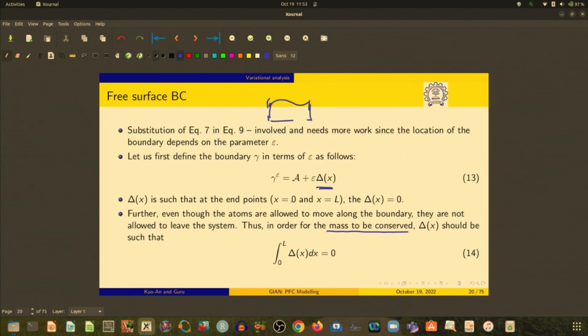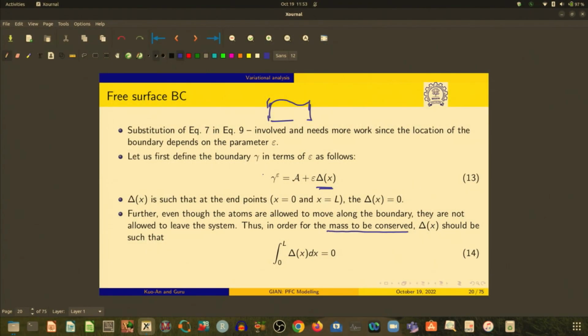I also have this constraint that at the end points x equal to 0 and L, it should have prescribed displacements. It cannot have any variation. The disturbance parameter, irrespective of what it is, will not lead to any changes in the position. In between it can change, and it changes in such a way that the total mass is conserved, and that is what is described by this. So, I have parameterized the free boundary gamma in terms of the disturbance parameter, mathematically speaking.